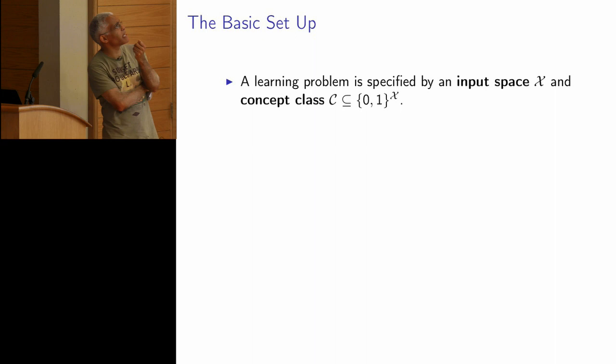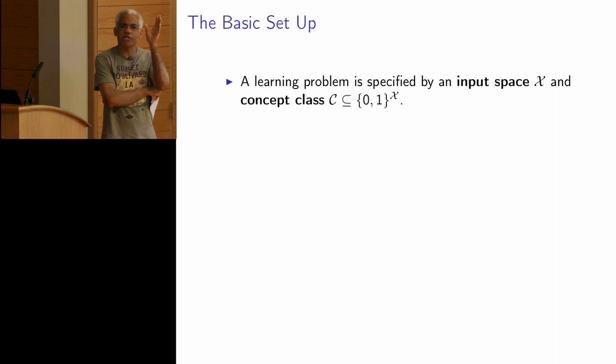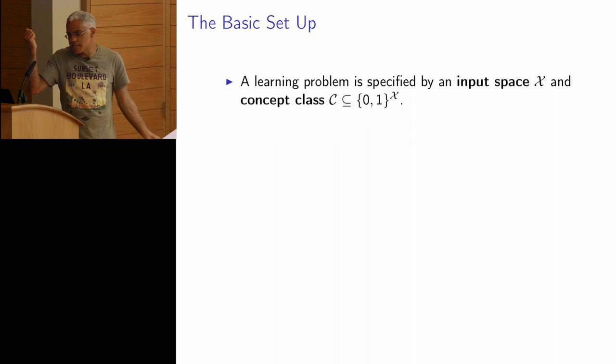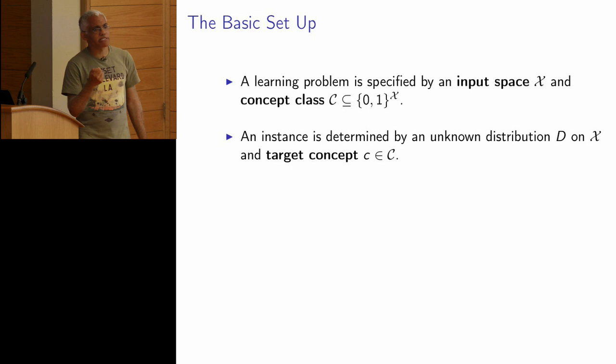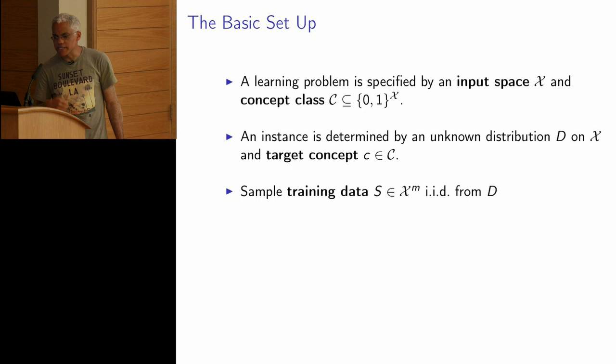So as I said, we're looking just at classification. And here, even more simply, we want to classify things as 0 or 1. I'll give an example in a second. An instance of a problem is determined by an unknown distribution on the input space and a target concept. The target concept is what we're trying to learn. And the distribution governs the distribution on examples that we can draw.